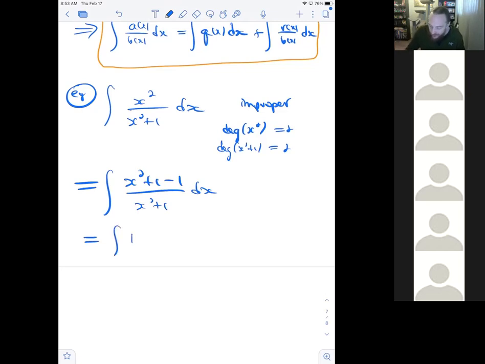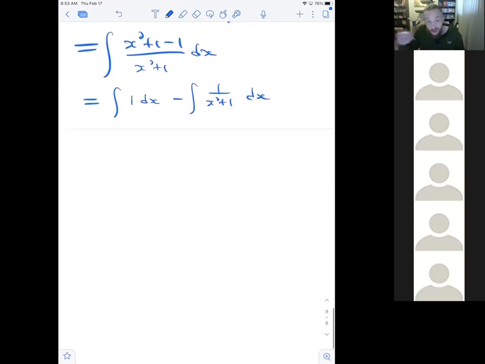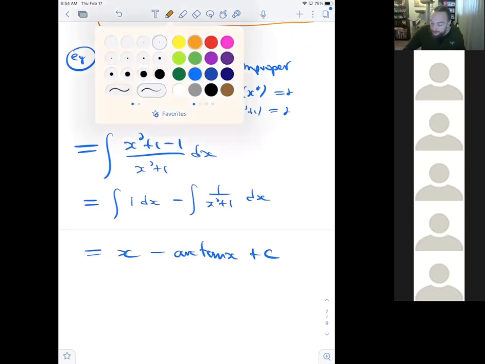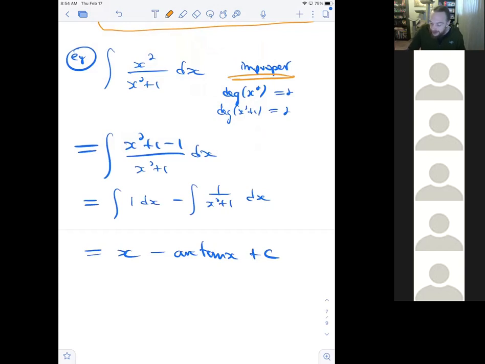We just have the integral of 1 dx minus the integral of 1 over x squared plus 1 dx, which is now just a polynomial plus a proper rational function, which is just x minus, and now this is why we're going to need this guy. What's the derivative of arctan? 1 over x squared plus 1. So what's the integral of this? Arctan x plus c. So this is improper to start off with. But what I do is I make it into a polynomial plus a proper rational function, and then I can integrate it, is the idea.